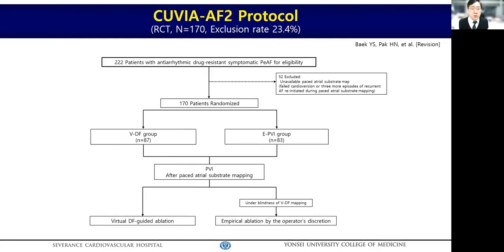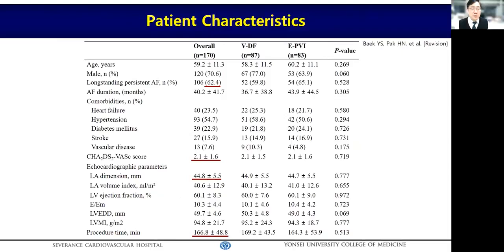The enrolled patients were randomly assigned to either the computational modeling guided ablation group or the empirical ablation group. And these are the patient characteristics. The two groups were well balanced, and all enrolled patients had persistent AF, and 62% of them were in a long-standing persistent AF state. The mean left atrial size was 45 millimeters, and the mean procedure time was 167 minutes, including computational modeling time.